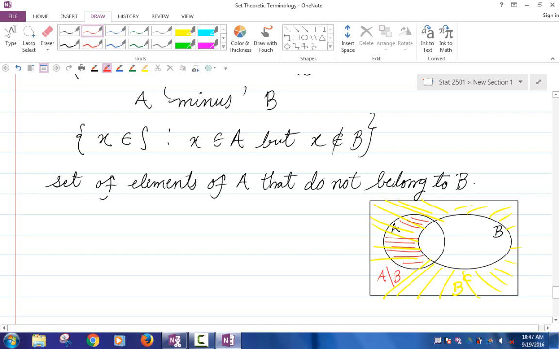Now, one way to express A minus B is to say that this is the intersection of A with B complement. Do you agree with that? The intersection of A with B complement, is that exactly the red region? B complement is the yellow region. What is the intersection of that with A? That's exactly A minus B. You agree with that? So A minus B is the same as A intersect B complement. What will be B minus A? B minus A will be A complement intersect B, same thing.